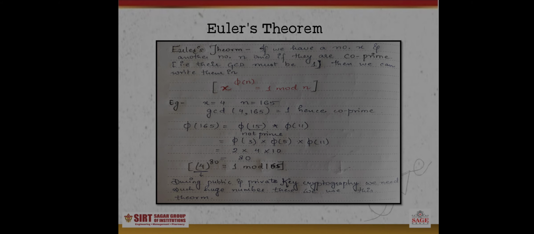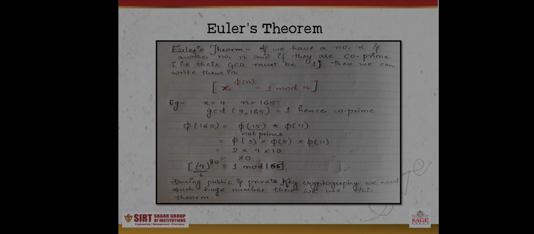Now comes the Euler's theorem. What does the Euler's theorem state? Euler's theorem basically uses the Euler's totient function. It states the relationship between two numbers. If we have two numbers, x and n, such that they are co-prime, meaning GCD is 1, then we can write that x to the power phi n is equals to 1 mod n.